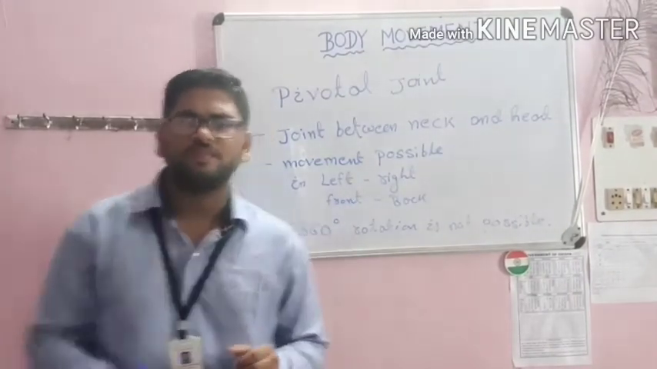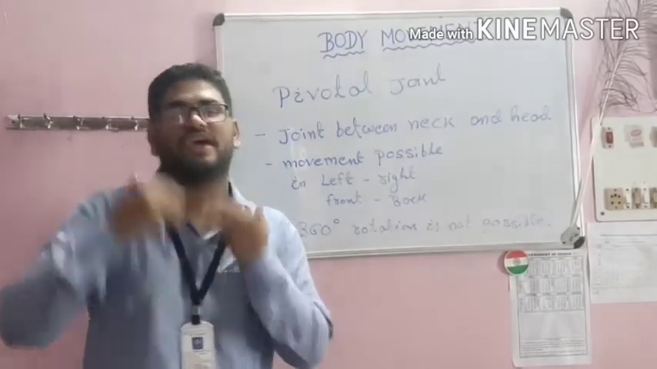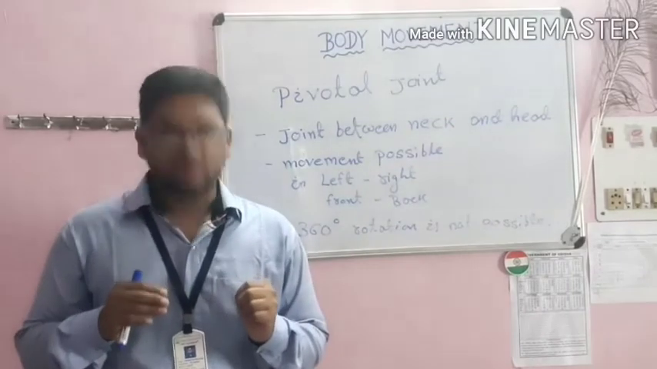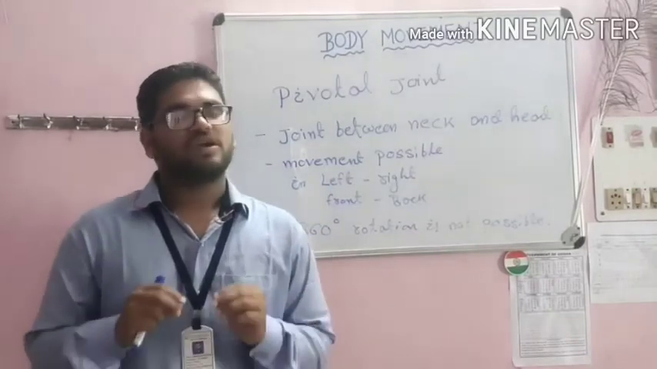So what are the main points of pivotal joint? Number one, it is present between the neck and head. It cannot rotate 360 degrees. It can rotate front, back, left, right. In this direction, it can move our head.